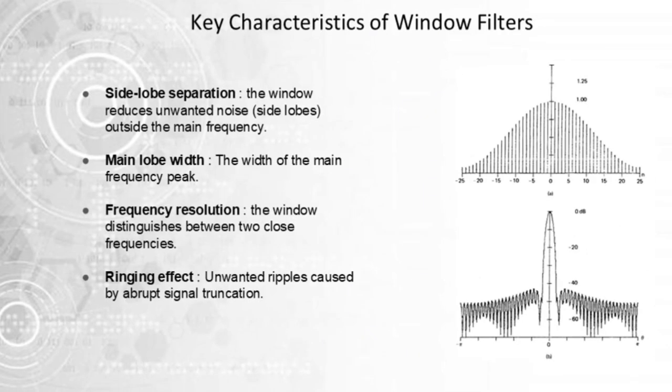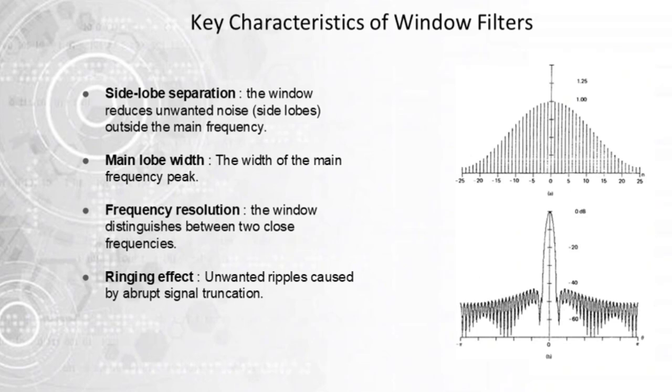Now let's dive into the key characteristics of window filters. Window filters have four important characteristics that affect how they work. First, side lobe separation helps reduce unwanted noise outside the main frequency, improving signal clarity. Next is the main lobe width, which determines how sharp or focused the main frequency peak is. A narrower main lobe gives better precision. Third, we have frequency resolution, which measures the filter's ability to separate two closely spaced frequencies. Better resolution means more accurate filtering.